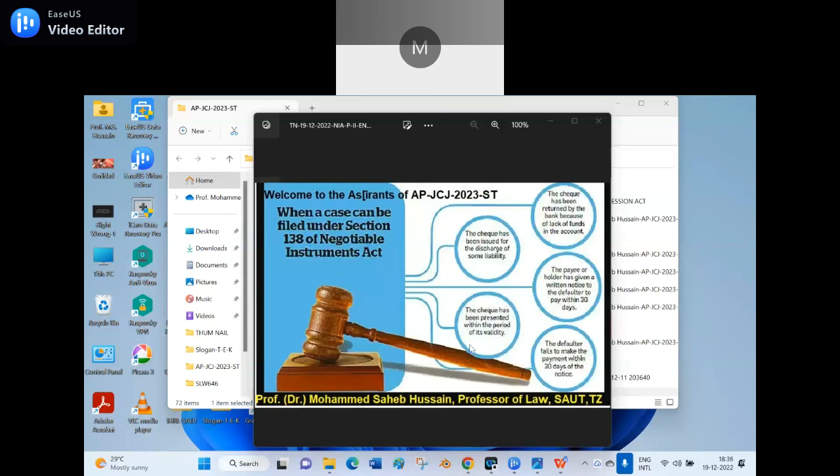The check has been presented within the period of its validity. And the last one, which I am showing with the cursor, is that the defaulter fails to make the payment within 30 days of the notice. So these are the 5 ingredients that should be there under Section 138 of the Negotiable Instruments Act of 1881.